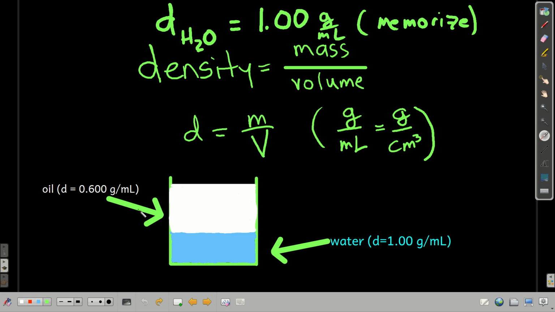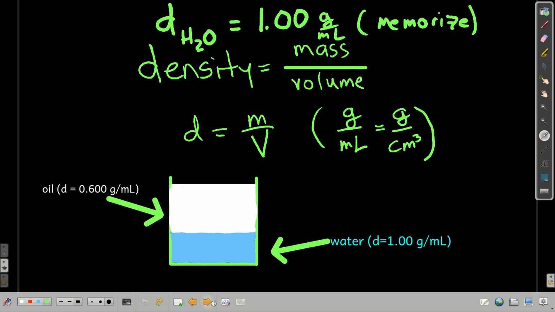For example, let's say we have an oil. Now, oils have different densities, but they're almost always less than that of water. Let's say this particular oil has a density of 0.600 grams per milliliter. Water's 1 gram per milliliter, at least to 3 sig figs. If you put oil and water together and you shake them up and let them settle out, you'll see two different layers. The oil will be on top, and the water will be on the bottom because the oil is less dense than water.